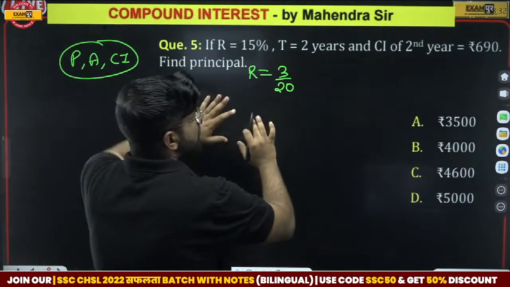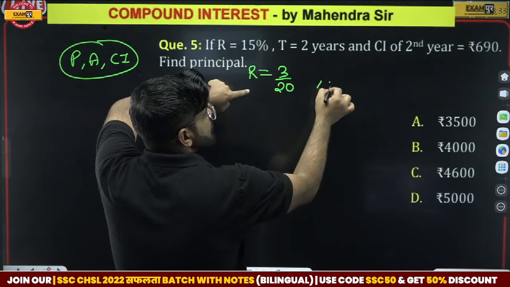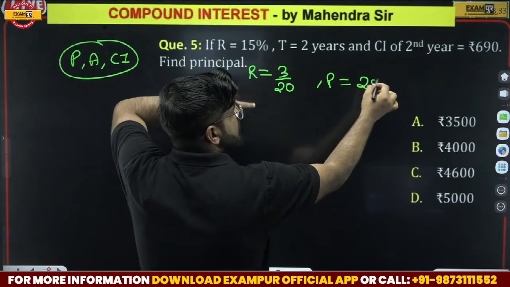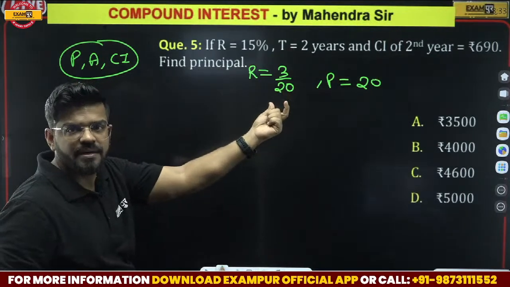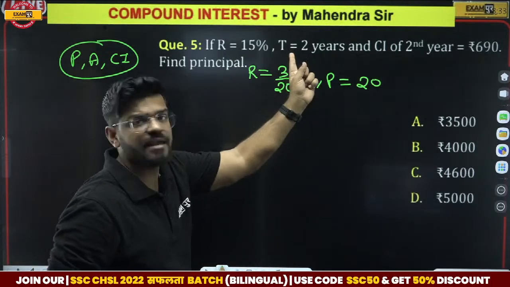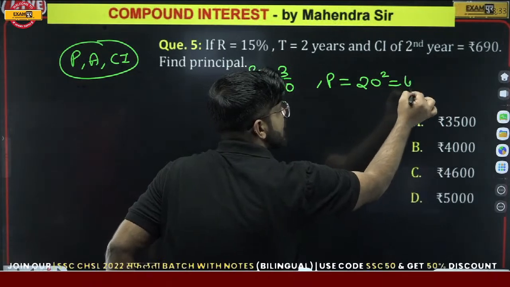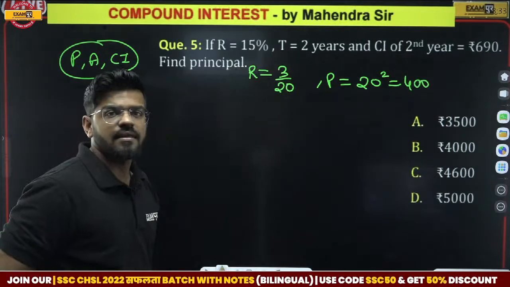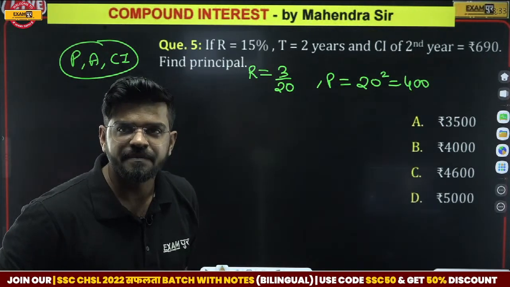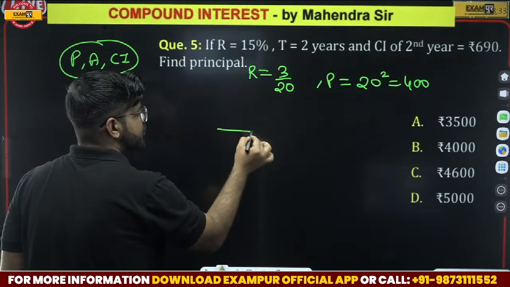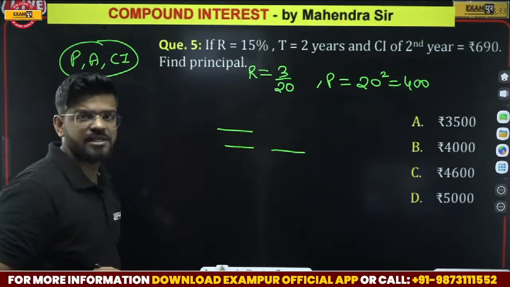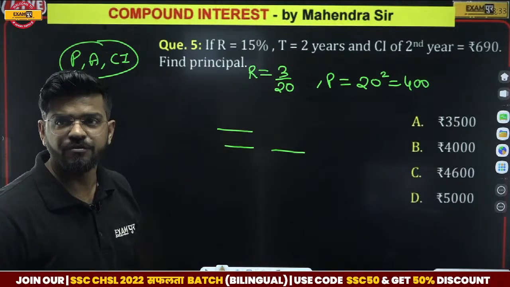So what I have to do is consider P equal to 20, whatever is in the fraction part, and for the time period I put a square here. That means my P is nothing but 400, right? Now for the slab method, we know that for 2 years I have to make this much slab only. Clear to all of you?